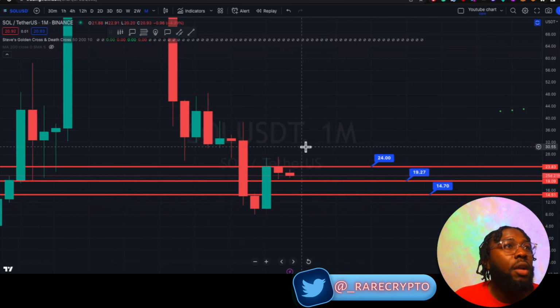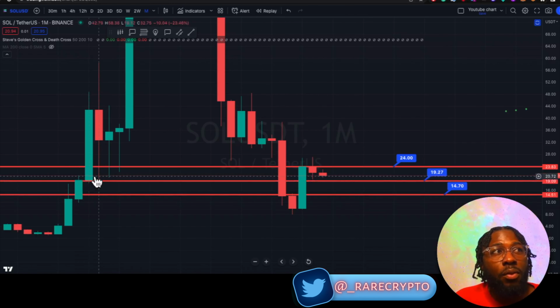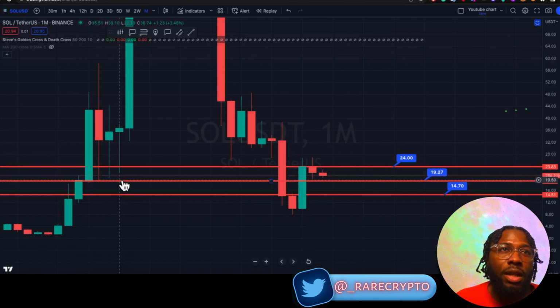All right, and then we look at our support levels. We can see we're going with $19.27, because if we go left, that was the last time that we broke support in the past. All right, so we're calling that our major support level.